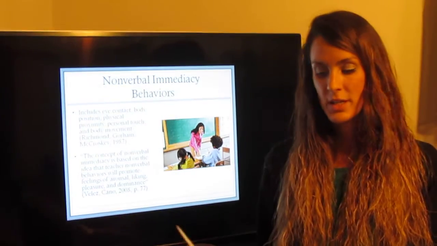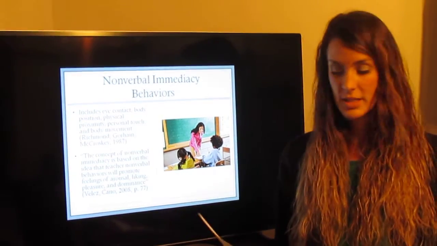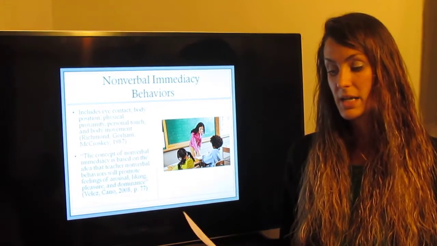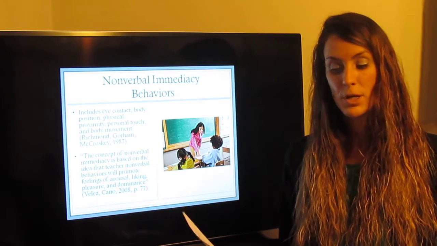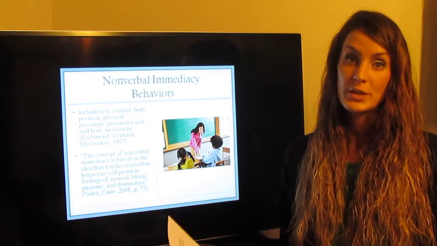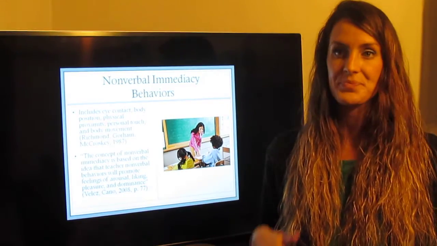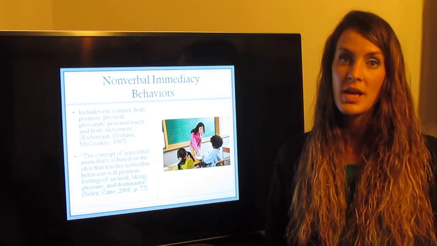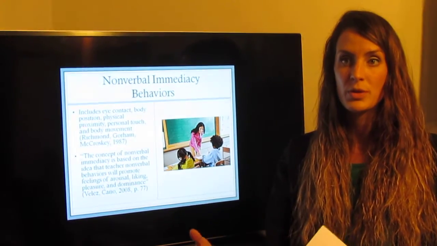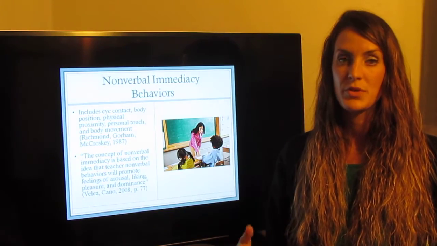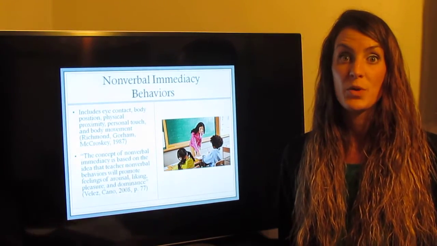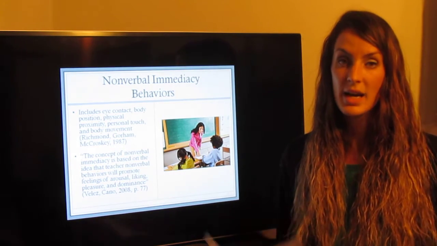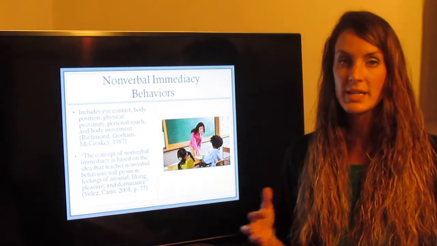And Virginia Richmond, Joan Gorham, and James McCroskey explain that these nonverbal immediacy behaviors include eye contact, body position, physical proximity, personal touch, and body movement. So for example, when a teacher is teaching and the teacher makes eye contact with each student in the classroom, this builds a nonverbal interaction with the students, and the students may feel more connected and they may feel more engaged with the teacher, and that the teacher is focusing on each student and takes the time to really connect with each student.